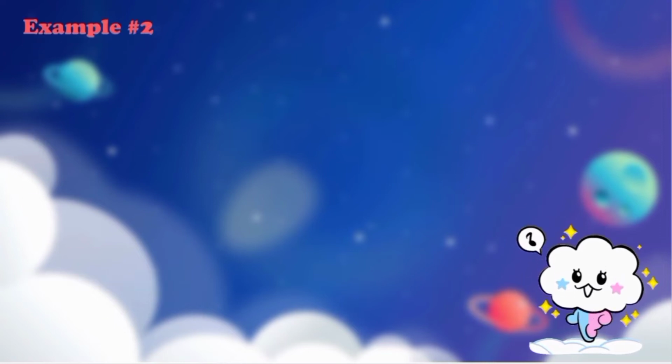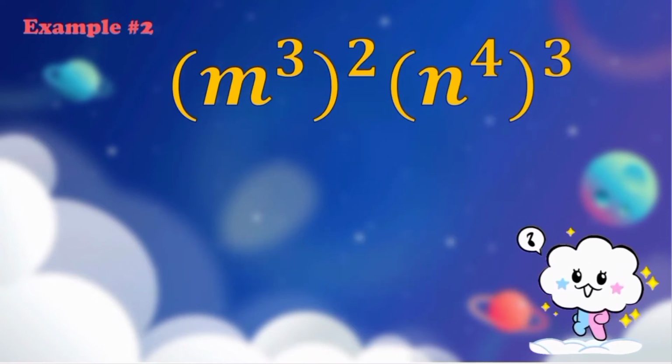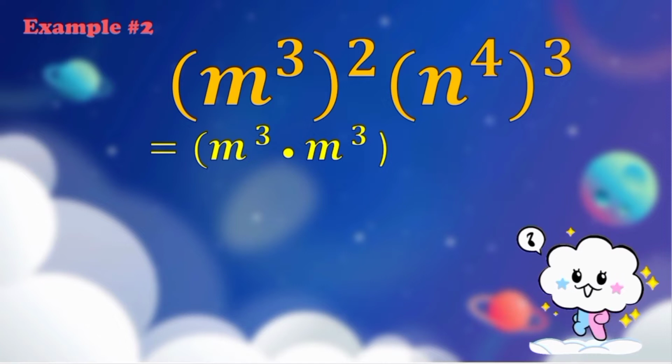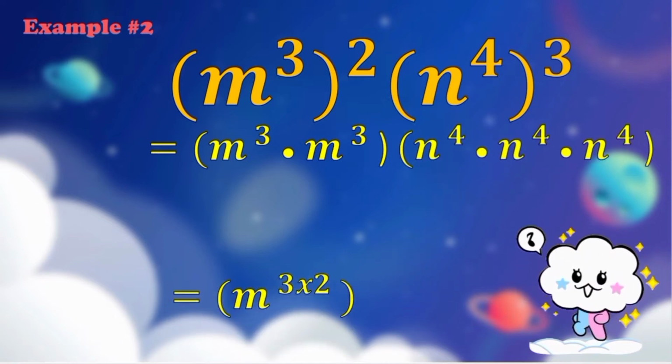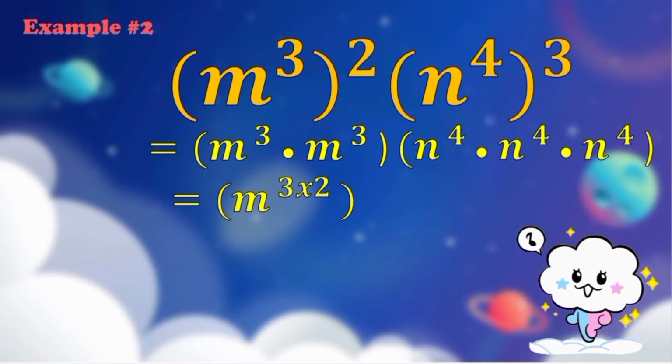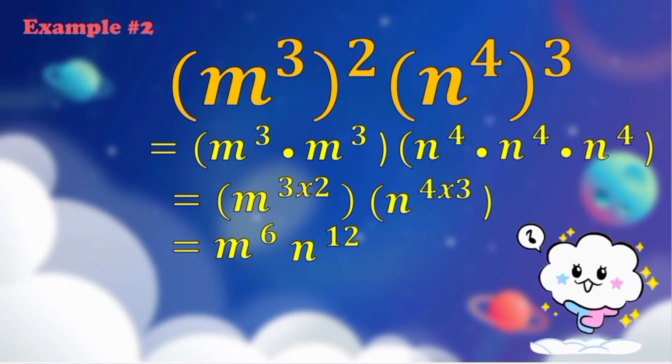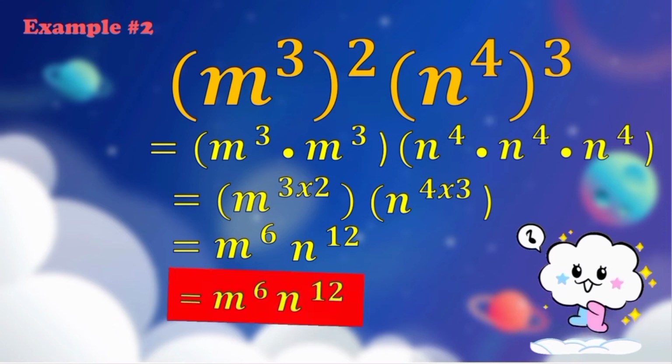Example number 2. M to the 3rd power raised to the 2nd power multiplied by n to the 4th power raised to the 3rd power. First, we have 3 m cubed. Then we have 3 sets of n to the 4th power. Now we have m cubed times 2 and n to the 4th power times 3. For m, we have m to the 6th power. And for n, we have n to the 12th power. Our final answer is m to the 6th power, n to the 12th power.